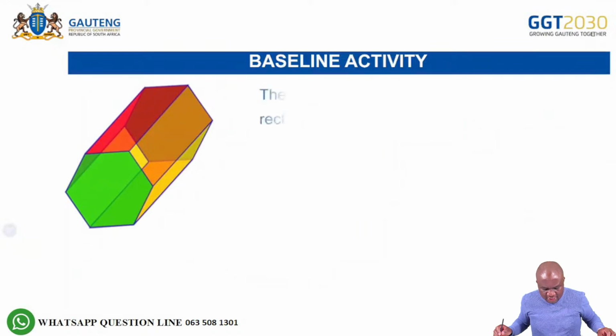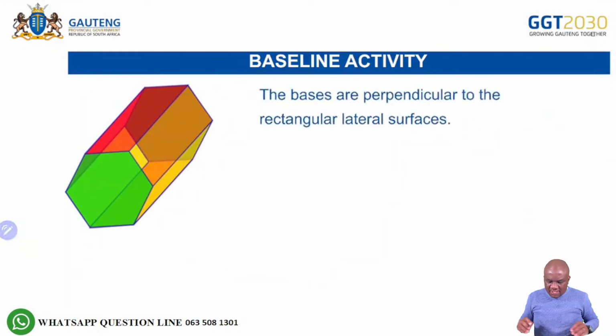And then what else? We want to talk about the bases. The bases are perpendicular to the rectangular lateral surfaces. This is the face, and then this is another face. Now, between these two bases, what do we have? We have, you see, a rectangle, another rectangle, another rectangle. There are 6 rectangles around this. So these 6 rectangles are called lateral surfaces.